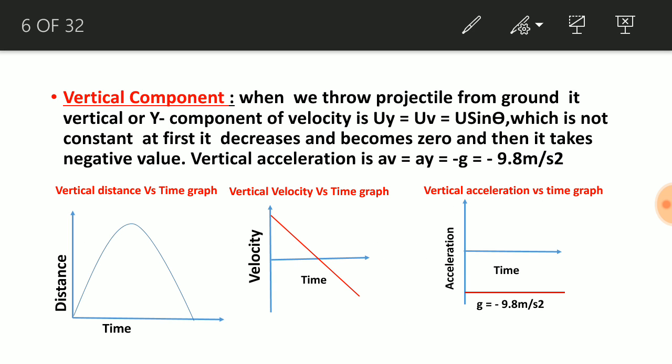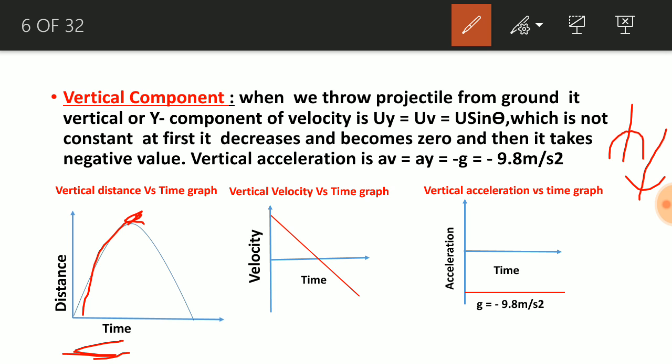Now when the body goes up, acceleration will decrease the velocity of the body, because acceleration acts vertically downward, but we are throwing our body vertically upward. Because of that its distance increases more slowly with time. This type of curve shows that. At maximum height it will stop momentarily and then it will fall to the ground. So this is the distance versus time graph.